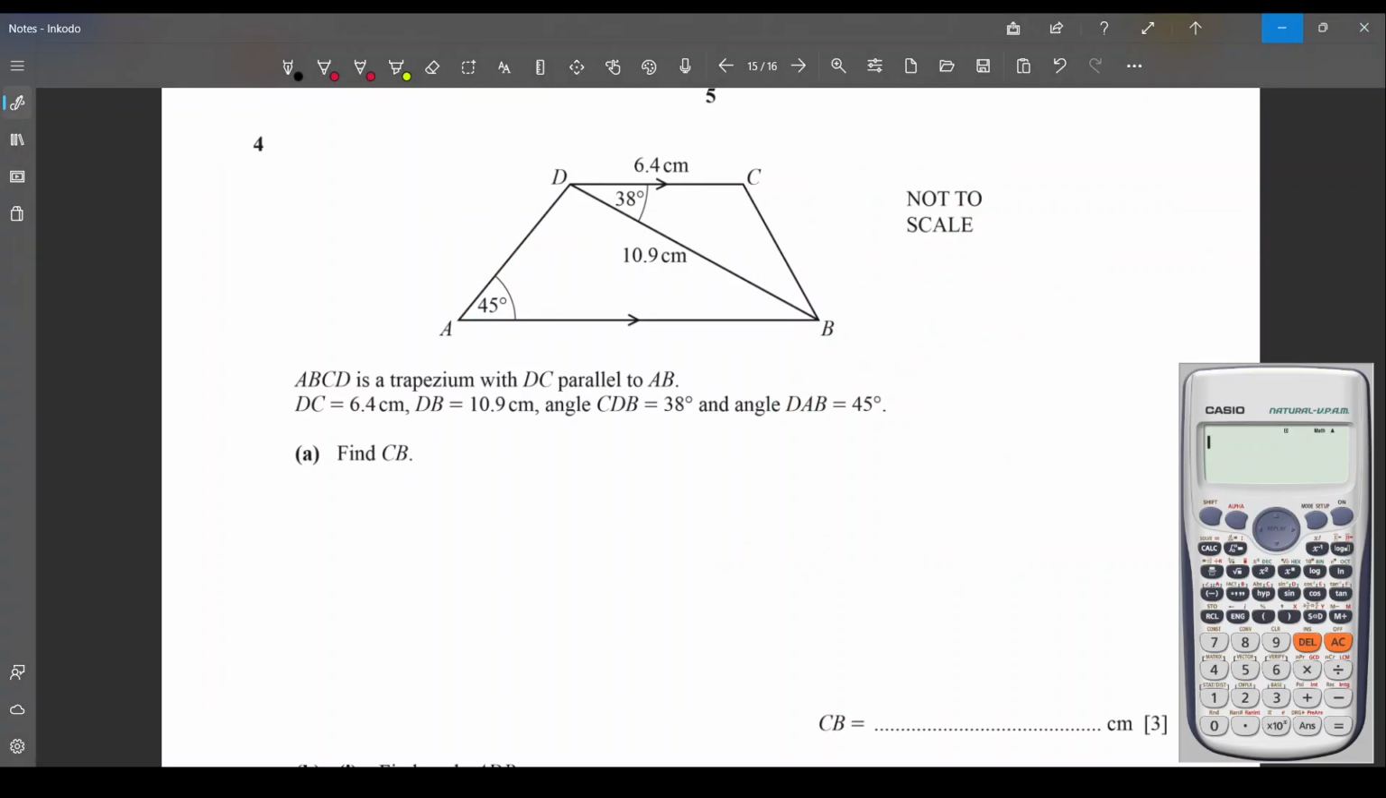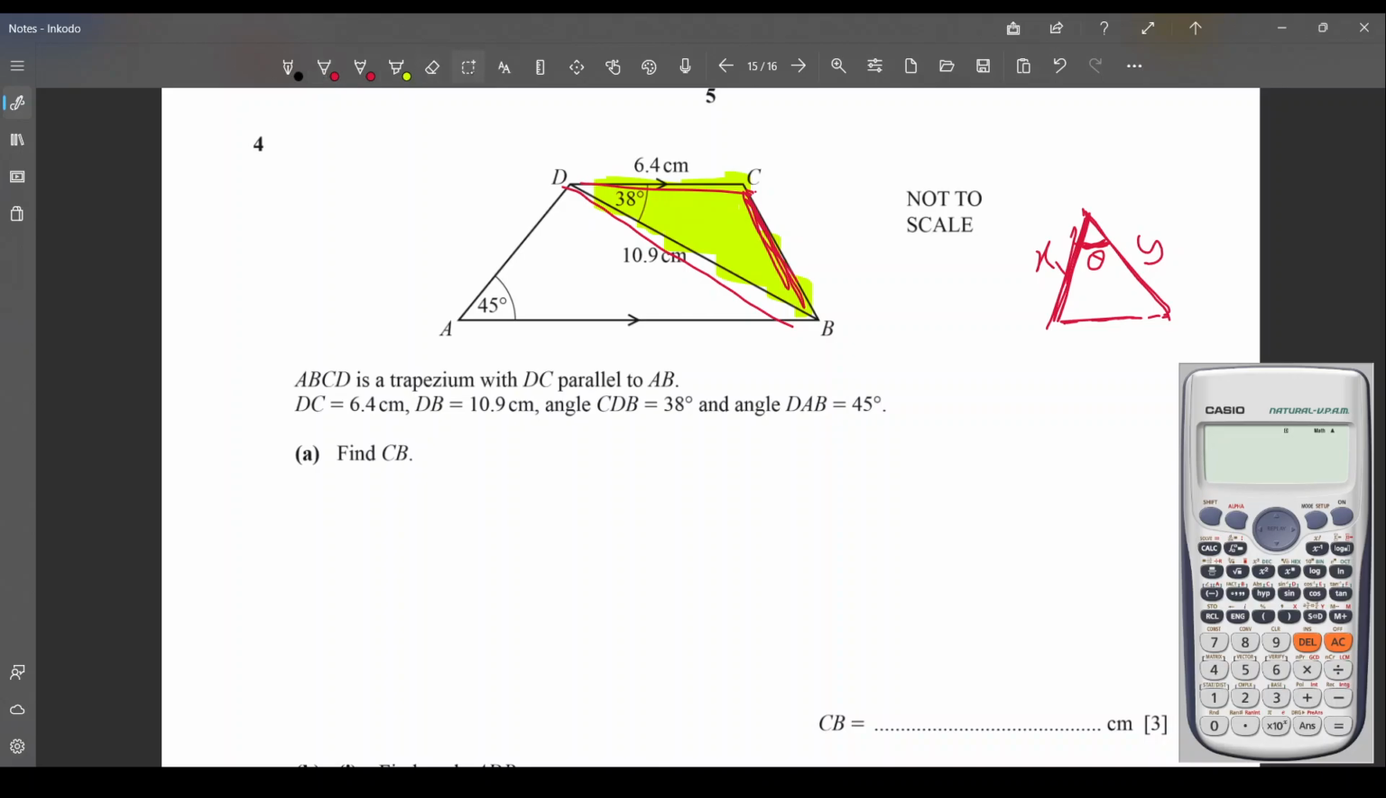Question number 4. ABCD is a trapezium. So we have to find out the CB length. In this trapezium, CD is parallel to AB, AB is given, and angle BDC is 38 degrees. So we will be using this triangle to find out the CB length. To find out the length of CB, we can use the cosine rule because these two sides are given. The cosine rule can be used when two sides are given. Let's say x and y are given and the angle in between is given. So to find out this length, we can use the cosine rule.